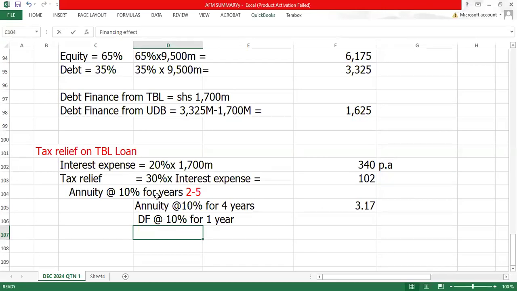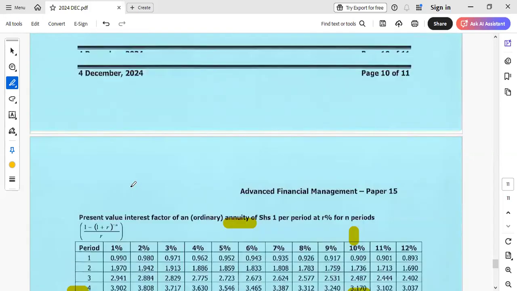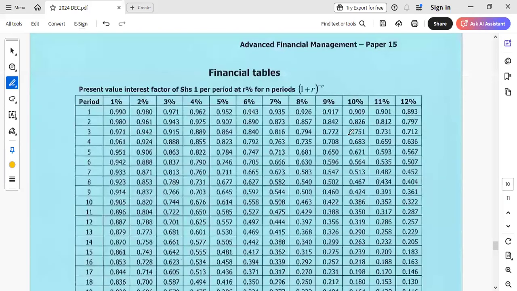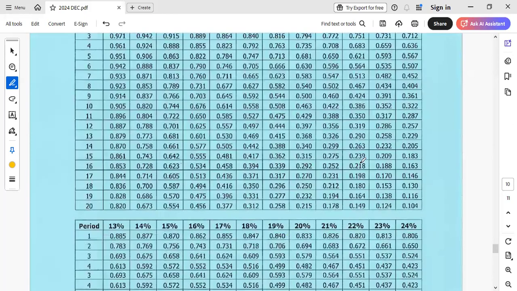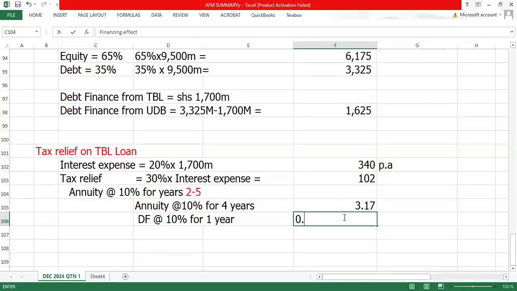Then what is the factor for year 1? Now, for year 1, you're looking at only 1 year, so you are not using the annuity. But most times they are the same. Even if you use the annuity table, year 1 gives the same figure. This is 0.909.